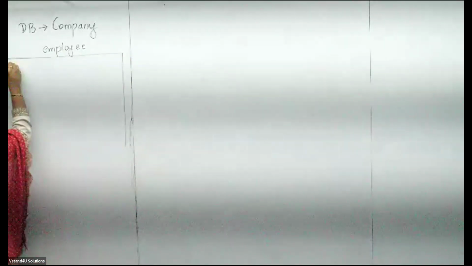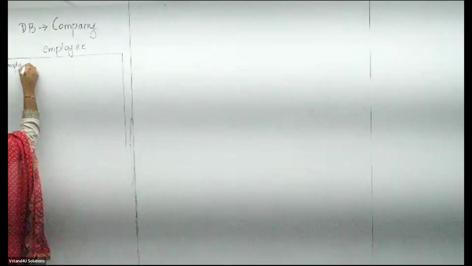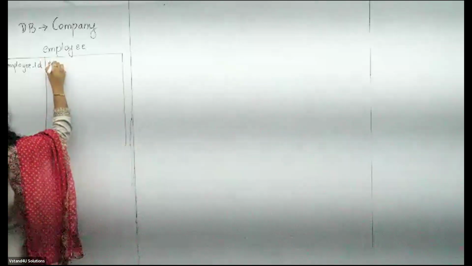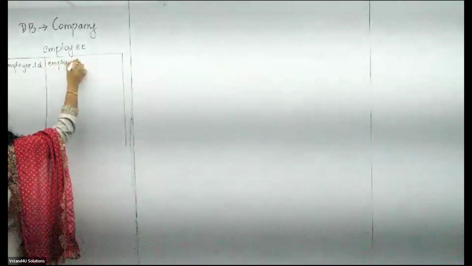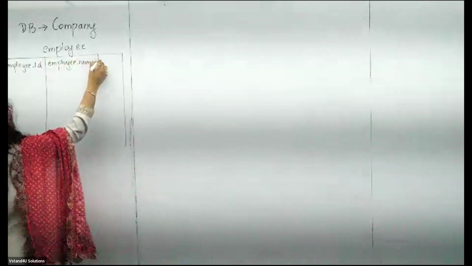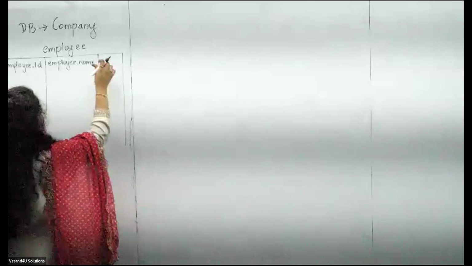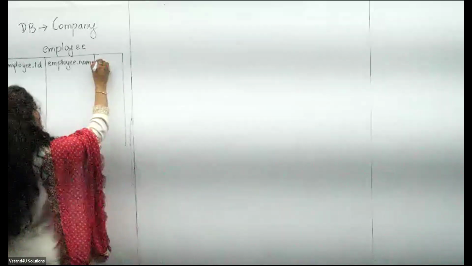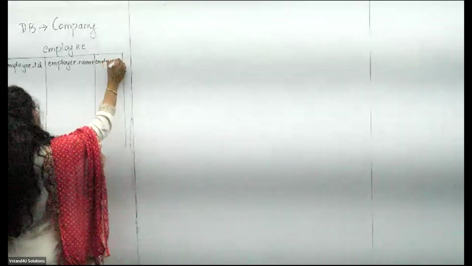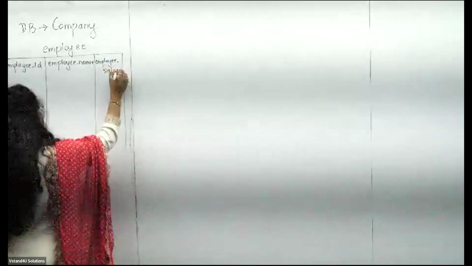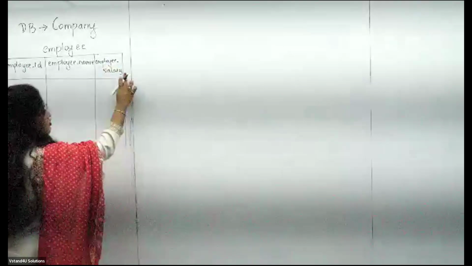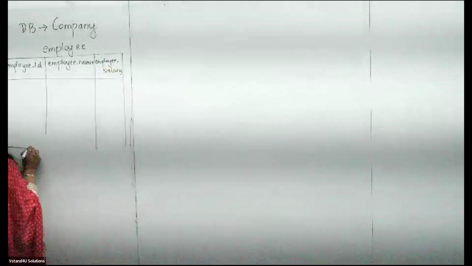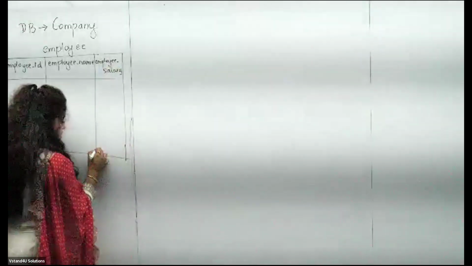You had something called employee ID. Then you had employee name. Then you had employee salary. Yes or no? So now what were the inputs you gave here? What were the inputs? Guys, tell soon.